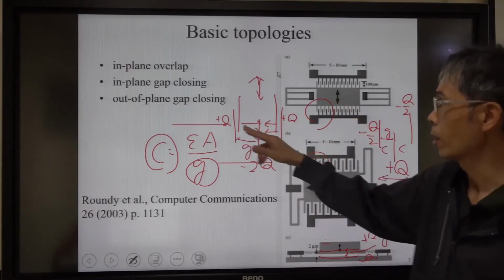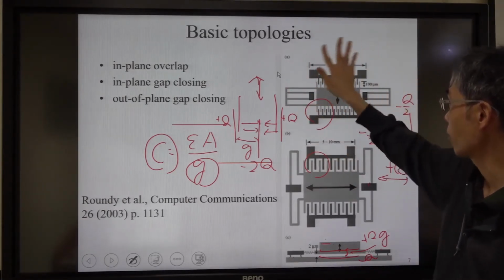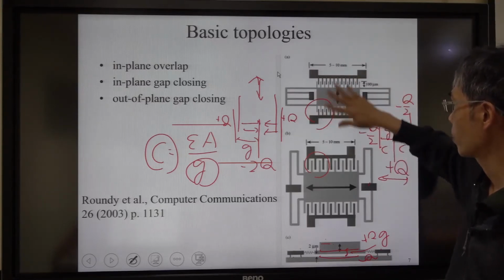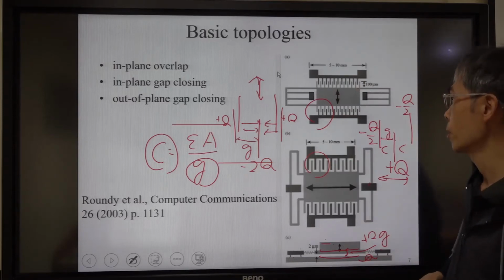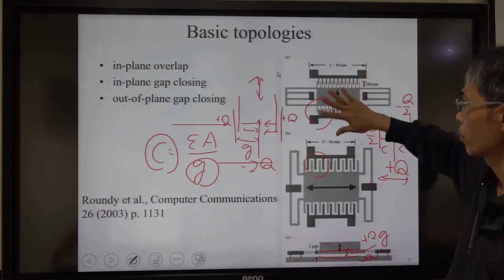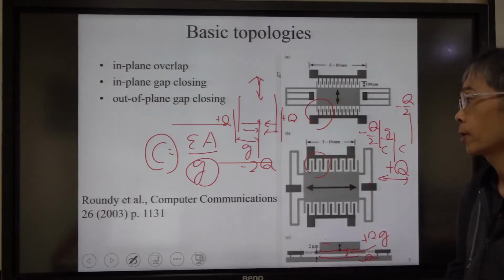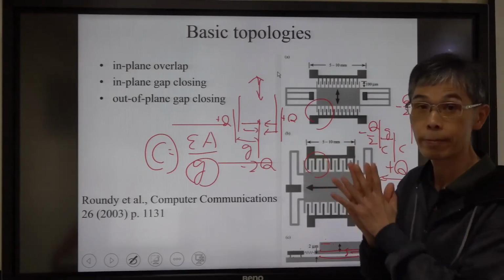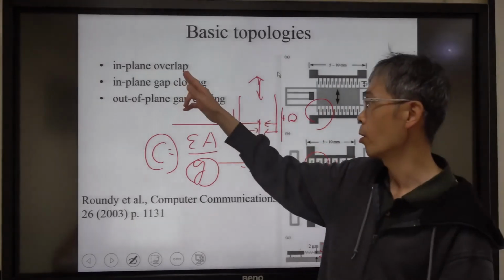So for this one, it's in-plane overlap. If this is the wafer surface, then this moving part also moves relative to the surface area of the substrate, the wafer. They move in the plane. The plane of the movement of the gray mass is parallel to the wafer surface. Although they are not in the same plane, the two planes are parallel to each other. We call this in-plane overlap.